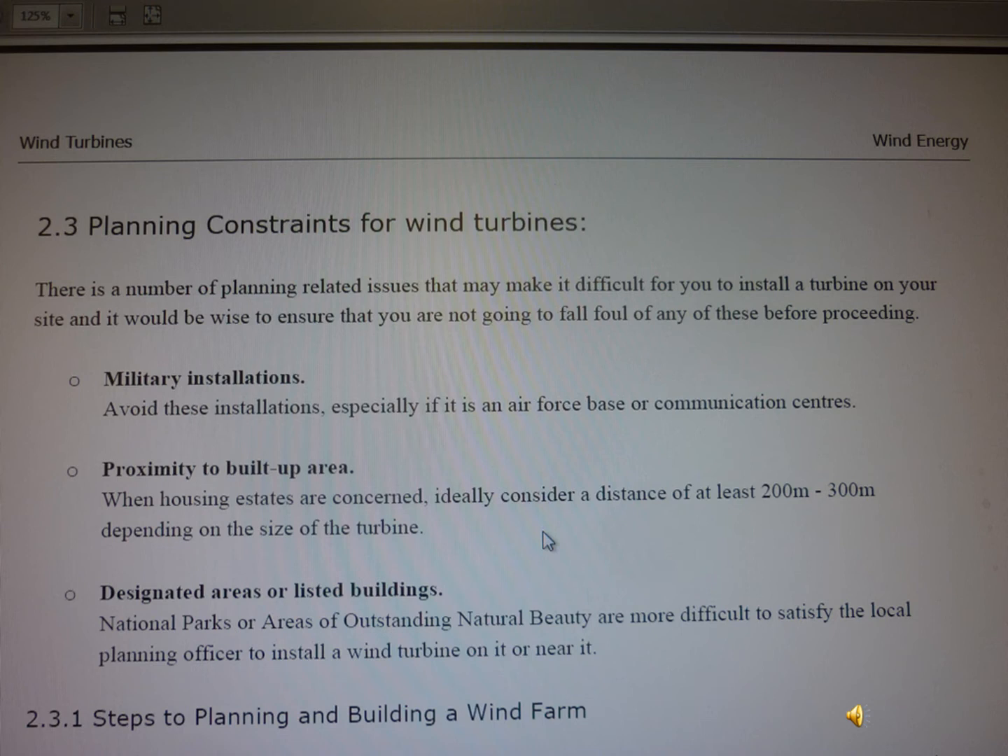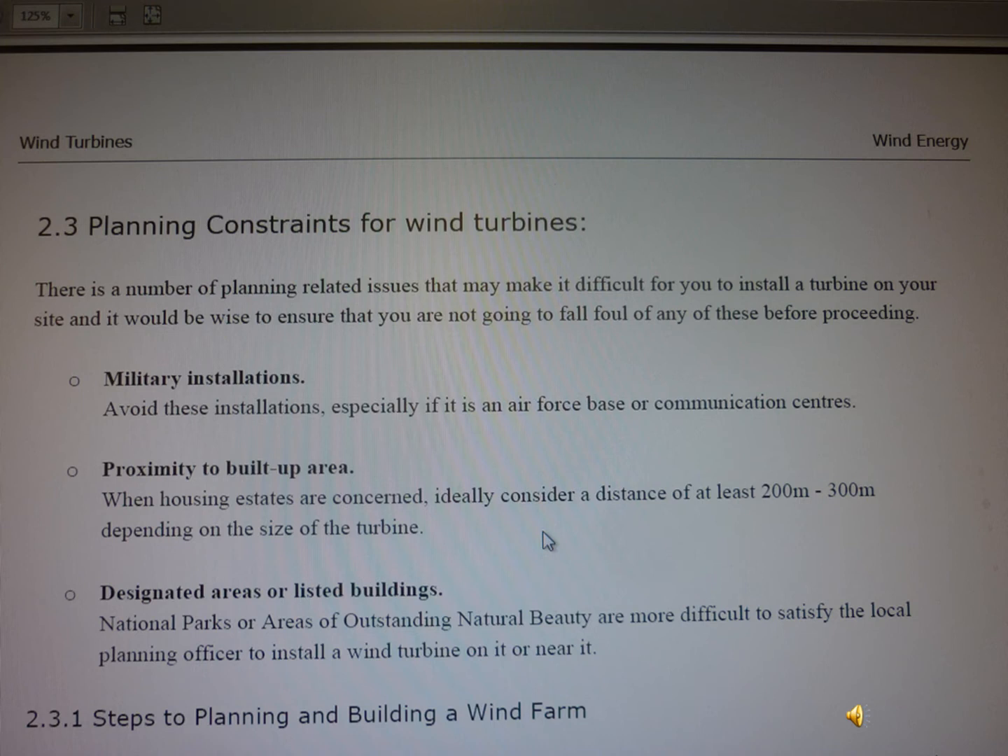Constraints for the wind turbine. There are a number of planning related issues that may make it difficult for you to install a turbine on your site, and it is wise to ensure that you are not going to fall foul of these. Avoid military installations, especially if it is an Air Force base or a communication center approximate to the bay area.